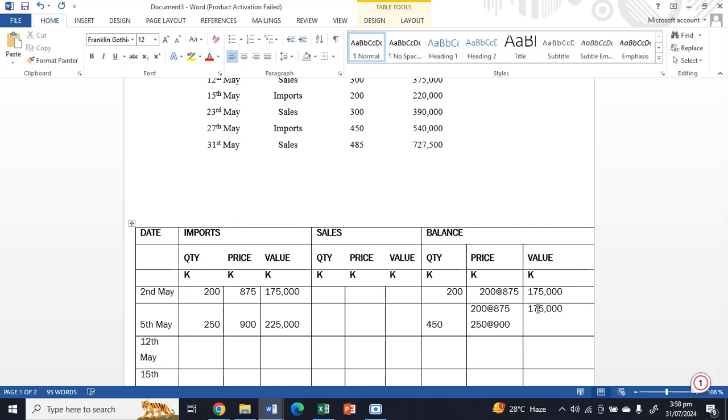So with this type of questions, you need to put your goods in form of batches or layers so that when the process of the last in first out starts, you know where to remove goods from. 225,000. So that's for the 5th of May.